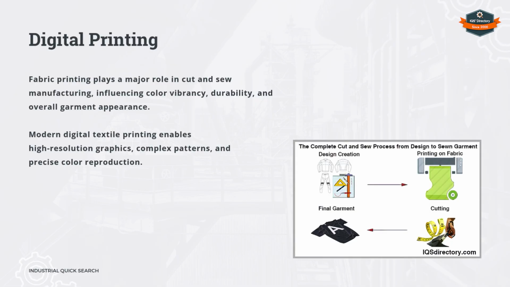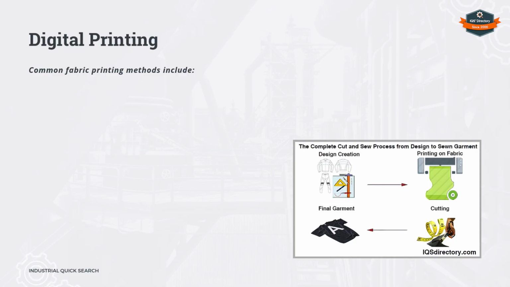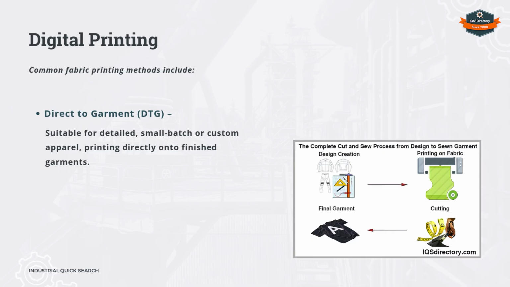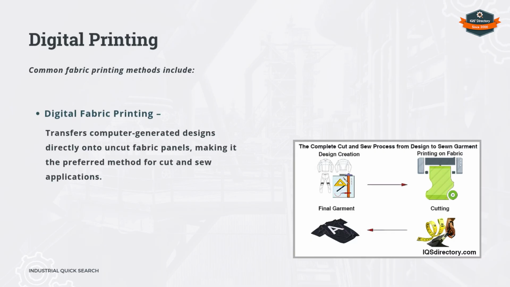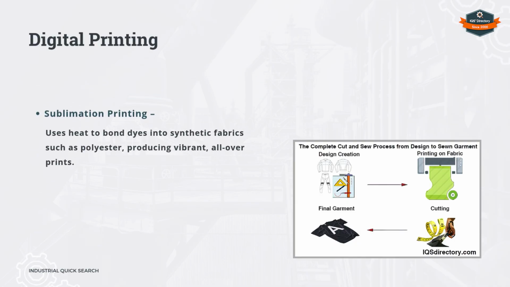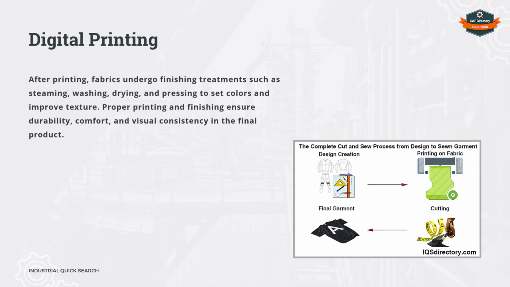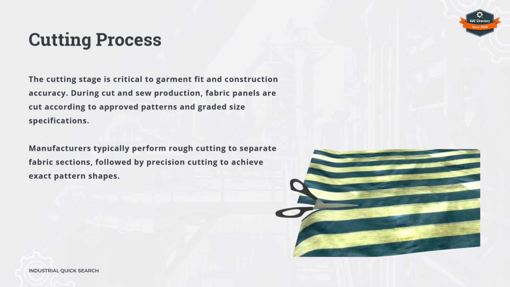digital printing. Common fabric printing methods include screen printing, direct-to-garment, digital fabric printing, sublimation printing, direct digital printing, cutting process.